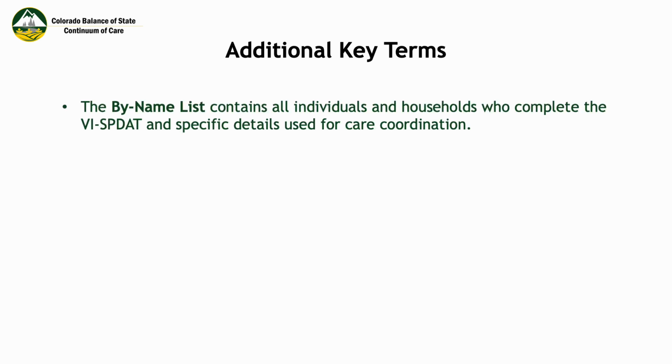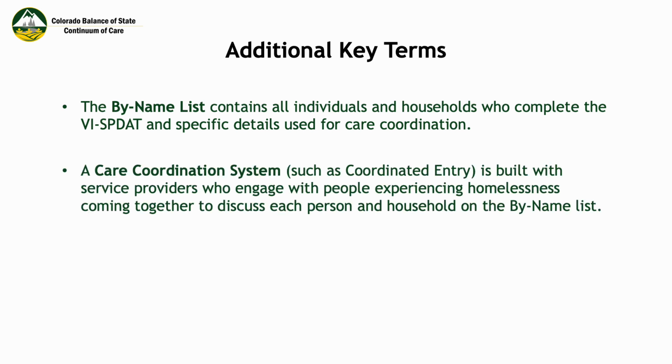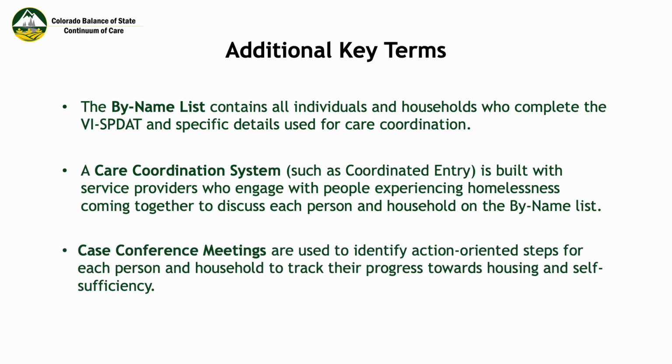Additional key terms you may hear associated with coordinated entry. The by name list contains all individuals and households who complete the VI SPDAT and specific details used for care coordination. A care coordination system, such as coordinated entry, is built with service providers who engage with people experiencing homelessness, coming together to discuss each person and household on the by name list. Case conference meetings are used to identify action-oriented steps for each person and household to track their progress towards housing and self-sufficiency. Now let's dive back into our VI SPDAT overview.